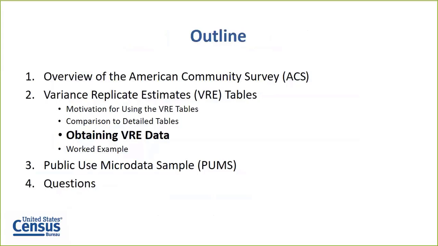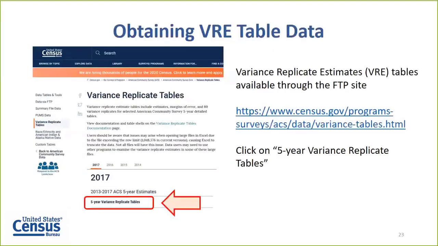I will now discuss how to obtain the VRE data by downloading it from the Census Bureau's FTP site. So as I just said, the VRE tables are published on the FTP site. The tables are not currently available through data.census.gov. The FTP site may be accessed through the Census Bureau's website. The URL on the right-hand side of the screen will take you to the page that is shown on the left. Click on the link circled in red that says 5-Year Variance Replicate Tables.